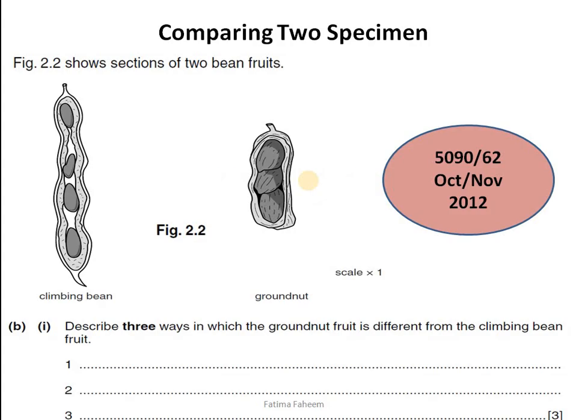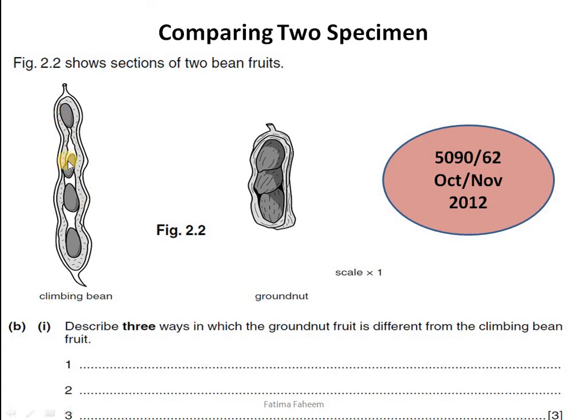This question is taken from October-November 2012 paper. The variant is 6.2. You have been shown sections of two bean fruits, a climbing bean and a groundnut. And you are being asked to describe three ways in which the groundnut fruit is different from the climbing bean fruit. So what three differences we can make is that the climbing bean fruit is elongated, while the groundnut is shorter, or widthwise it is more.